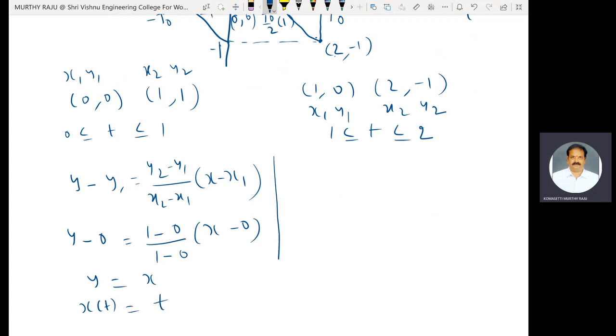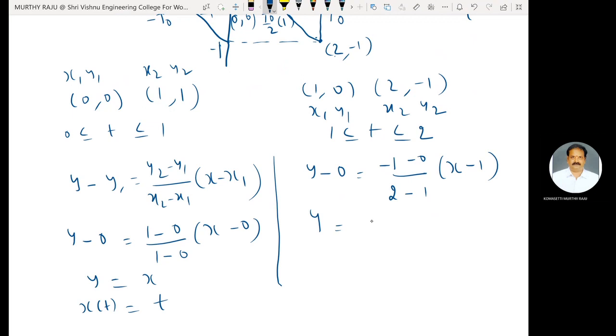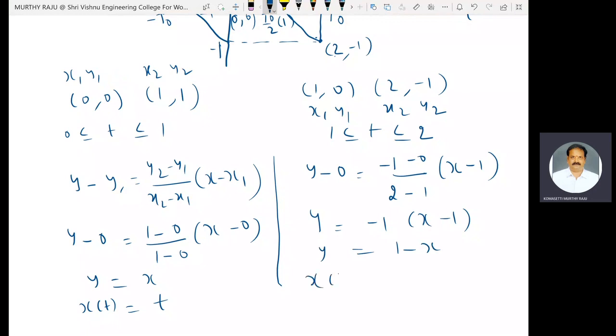Coming to this one, y minus y1, y1 is 0, y2 minus y1 is minus 1 minus 0, x2 is 2 minus x1 is 1, x minus 1. That is y is equal to minus x minus 1, that is 1 minus x. Y is nothing but x of t, 1 minus t in the interval 1 less than or equal to t less than or equal to 2.